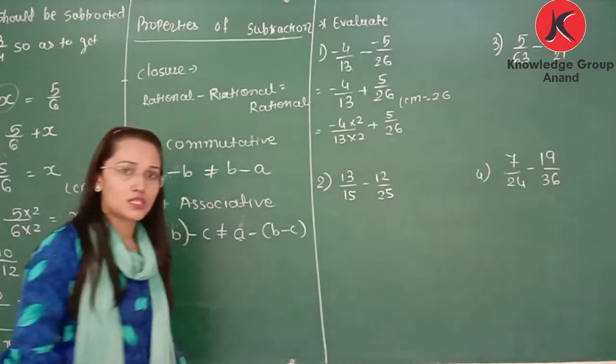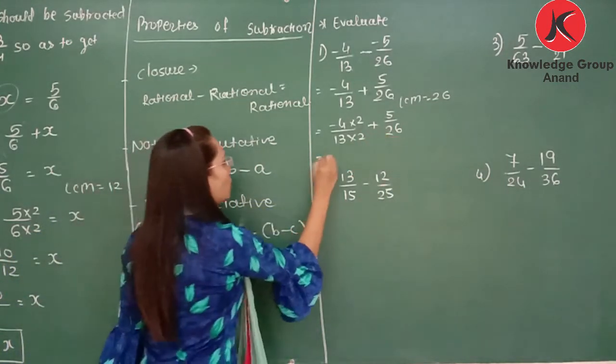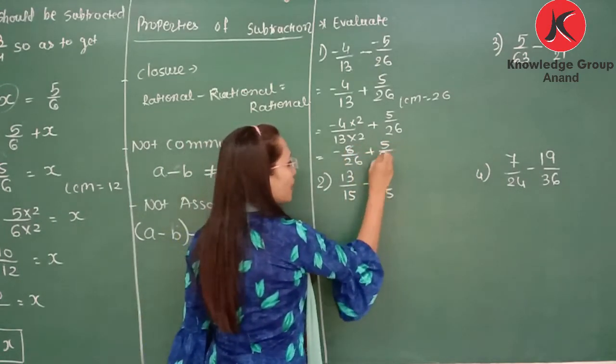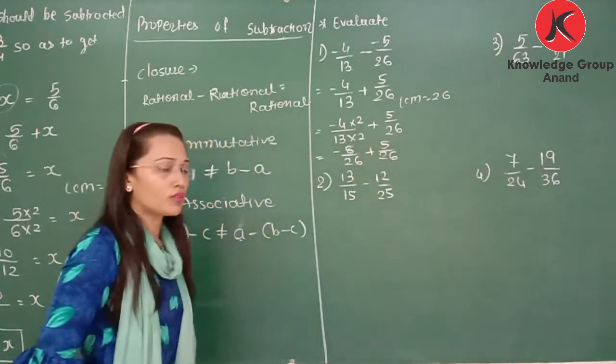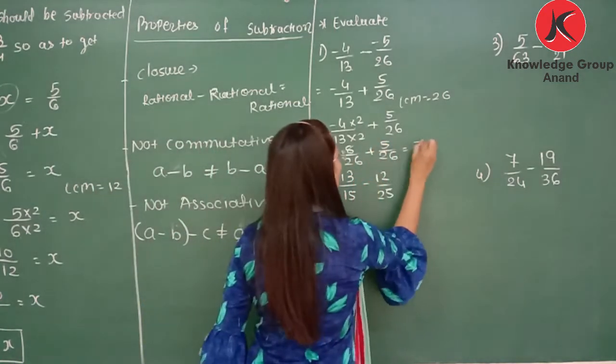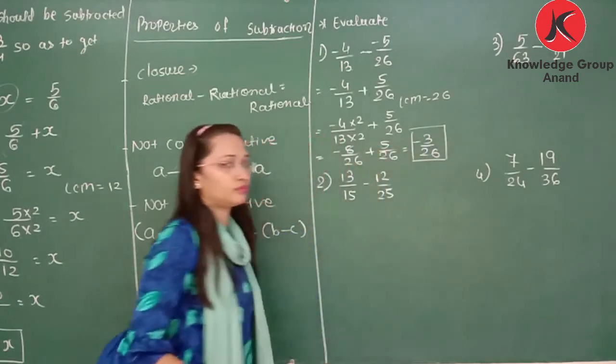5 by 26 is as it is because the denominator is already 26. Now minus 8 by 26 plus 5 by 26. Minus 8 plus 5 is minus 3 by 26. So this will be our answer.